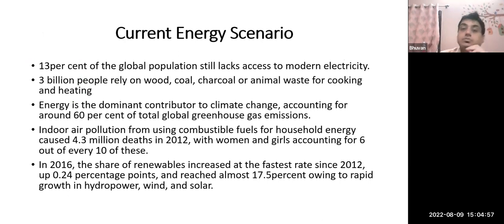If we talk about the current scenario globally, we can see that 13% of the global population still lacks access to modern electricity. And 3 billion people still rely on wood, coal, charcoal, or animal waste for cooking and heating. We are all talking about how energy should be clean and cleaner sources of energy must be employed. But still, a large part of the global population lacks clean energy, and even electricity, and they still rely on polluting energy sources such as wood, coal, charcoal, or animal waste.